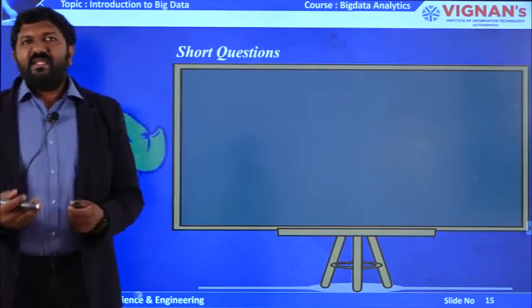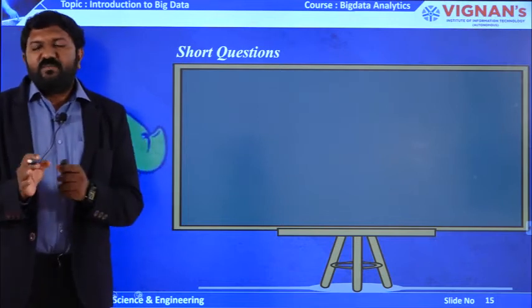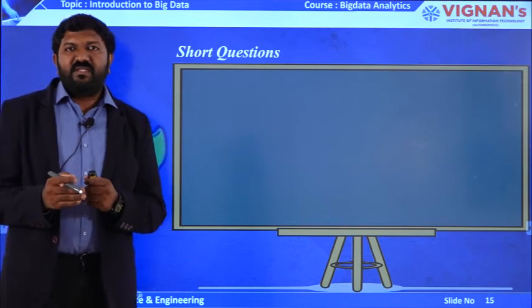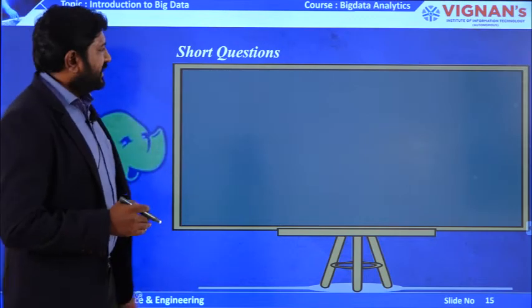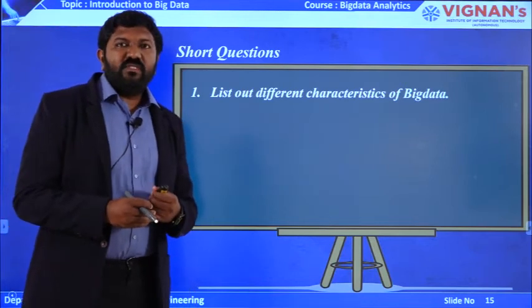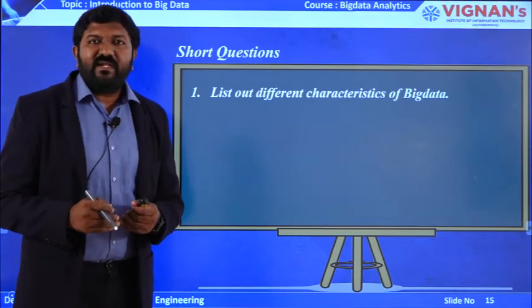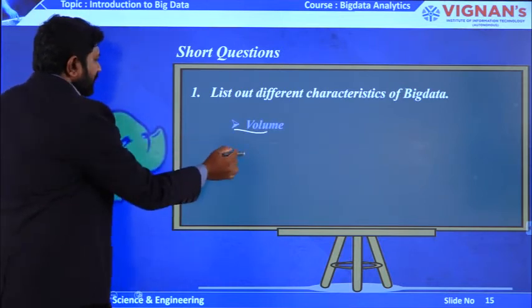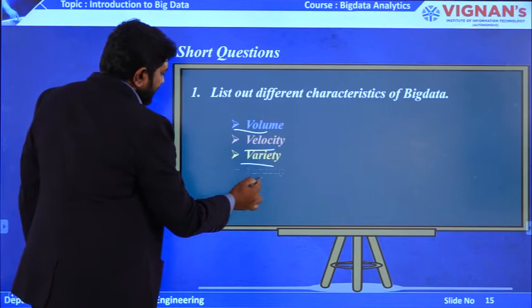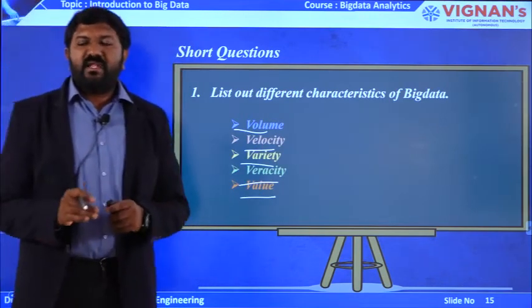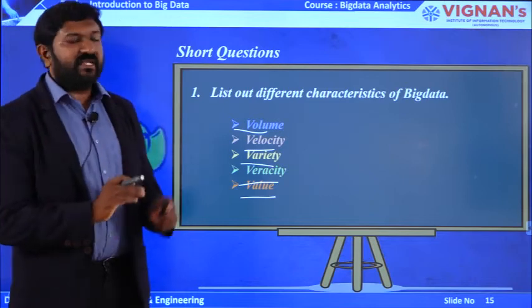To recollect what we have learned, I have made some short questions here, so you can go through them and recollect the information so that you can answer. First one would be, list the different characteristics of big data. As I have told you, there are a total of 5 different characteristics that exist for big data: volume, velocity, variety, veracity, as well as value. These 5 will be treated as the characteristics of big data.